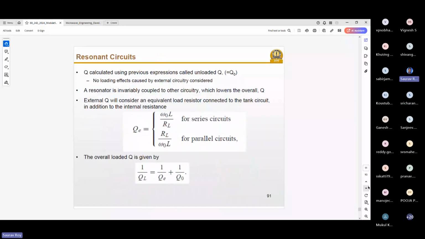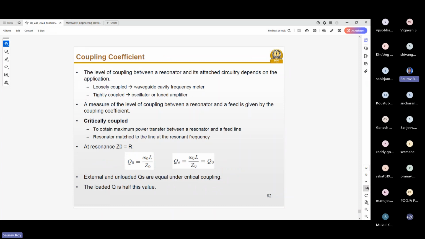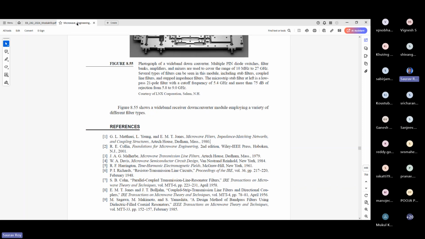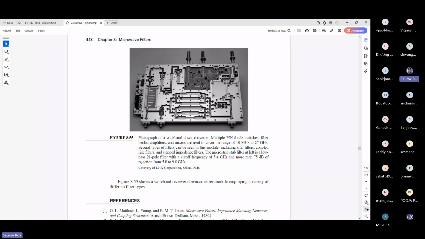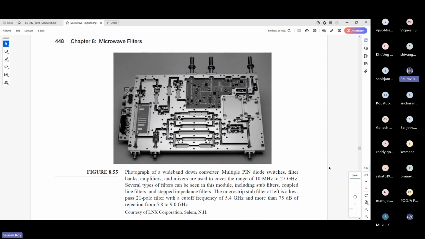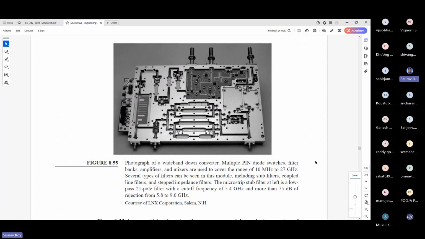Okay. Yeah, resonance circuit is nothing new. So this is it for today, and I will show you finally, in this Pozar book, something very interesting I found. They gave a filter prototype along with a photograph of a wideband down converter. This might be an old picture, nowadays it might be more compact, and they say it works from 10 megahertz to 27 gigahertz. You see how broad a frequency range it covers. So definitely it requires a lot of filters, right?